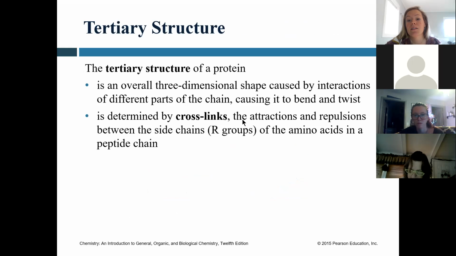Now we can layer this into a tertiary structure. So this tertiary being for three, the third level of structuring. The tertiary structure of a protein is an overall three-dimensional shape caused by interactions of different parts of the chain, causing it to bend or twist. So it is determined by cross links, or the attraction or repulsion between the side chains or the R groups of the amino acids and the peptide bonds.